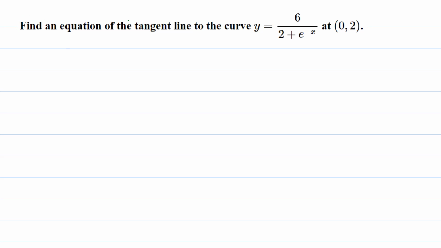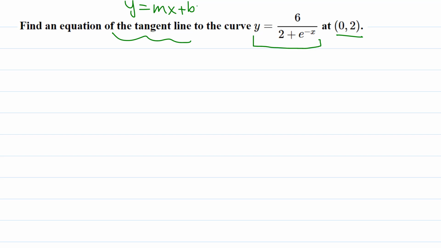Find an equation of the tangent line to the curve. Wow, this curve is not nice. y equals 6 over 2 plus e raised to negative x at this point 0, 2. So tangent line means y equals mx plus b.